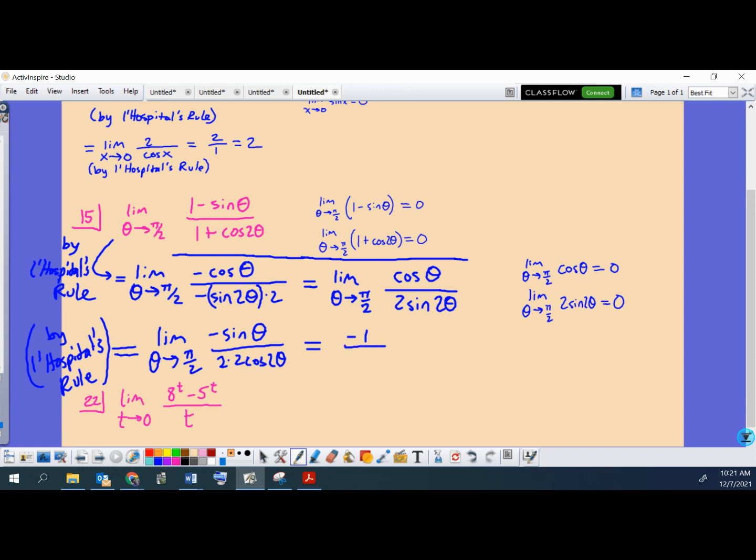And I have that negative already. And then on the bottom, I have 4 times the cosine of pi, which is -1. And so the negatives cancel out. I actually get 1/4. And that's my answer. That is the value of this limit. This one up here was 2.